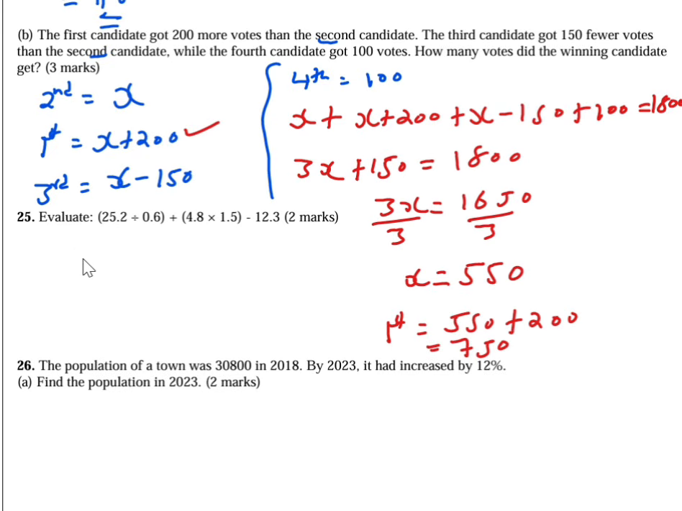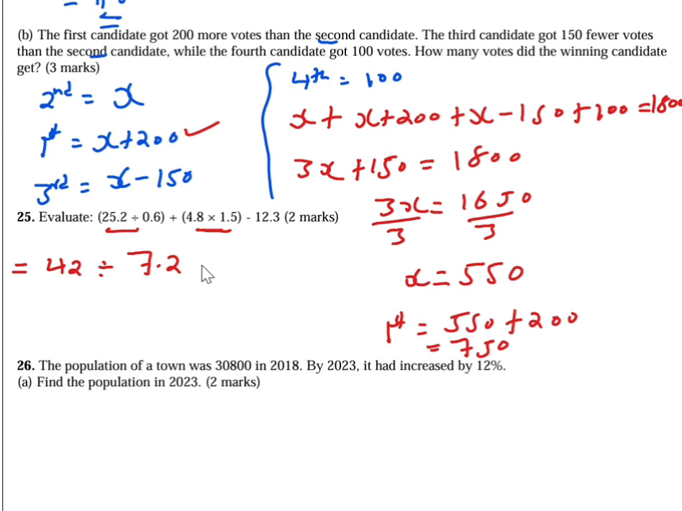Number 25. Evaluate. This is another very easy thing. So we use BODMAS. BODMAS says we start with brackets, then division, multiplication, addition. So we start with this bracket and this other one. So pick a calculator, very easy. Divide those two numbers. 5.2 divided by 0.6. We'll write it again to save time. You'll get 42. So this is 42. Divided by, do this one inside too, multiply. 4.8 times 1.5. You'll see it is 7.2. So this is divided by 7.2.